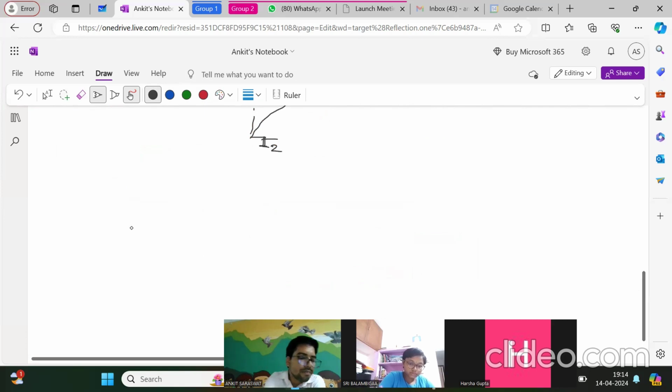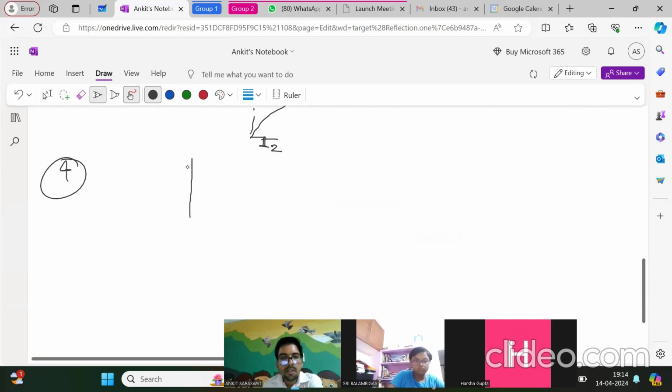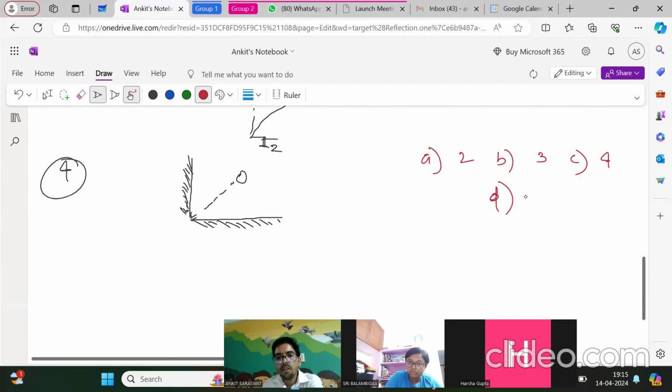Next question, write down. Question number 4. If I place two mirrors like this, one mirror like this, an object is here. Tell me how many images will be formed? Option A, 2; B, 3; C, 4; D, none.